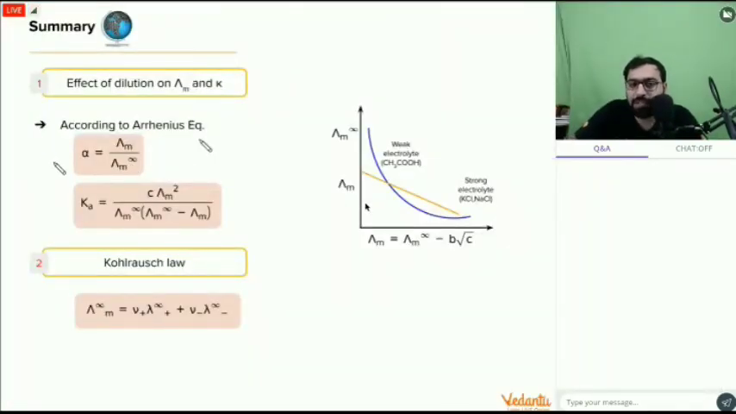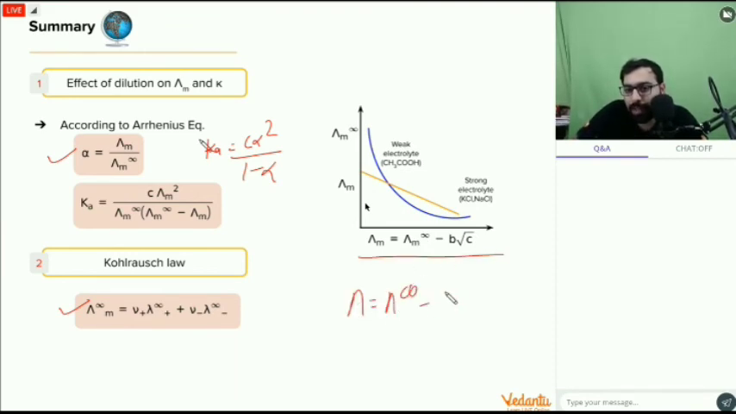We studied alpha is lambda m by lambda infinity. Then we studied Ka is equal to C alpha square upon 1 minus alpha. After that we studied Kohlrausch law, in which we studied the ionic part. Then there was a strong electrolyte and a weak electrolyte construction. For strong electrolyte, there is a straight line with a negative slope. Lambda m is equal to lambda infinity minus b into root c. This was the case which we studied.